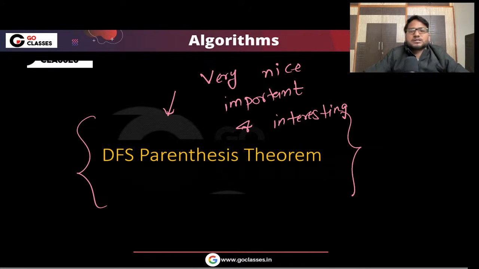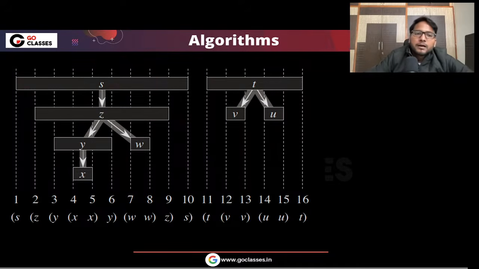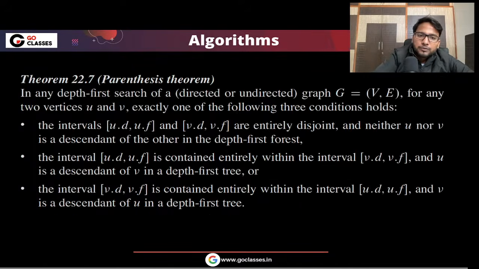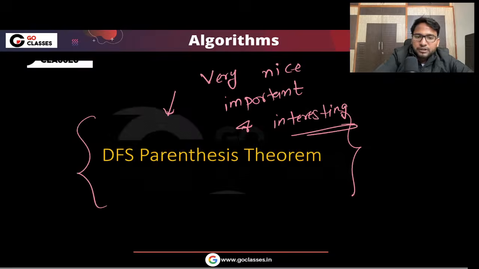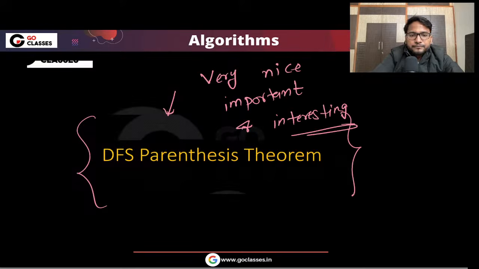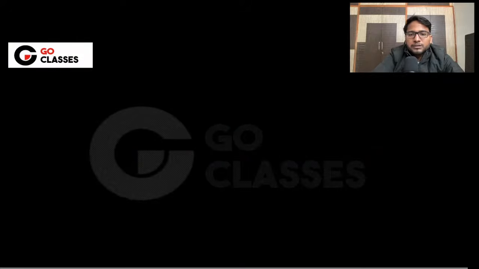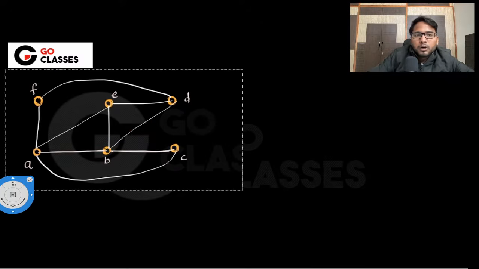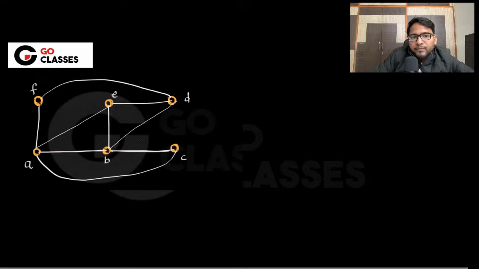Okay, let's see what this theorem is. This says that let's suppose you have some graph. Let's suppose you have this as a graph, and you want to do the DFS traversal, right? Now see, let's suppose you are starting from A.